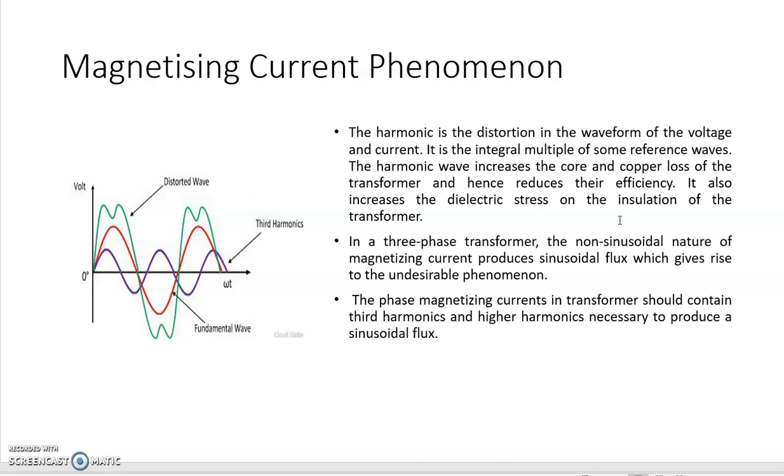In a three-phase transformer, the non-sinusoidal nature of magnetizing current produces sinusoidal flux, which gives rise to undesirable phenomena, which we are going to see in the upcoming slides. The phase magnetizing currents in a transformer should contain the third harmonic, which I have talked about, this purple line, and higher order harmonics necessary to produce the sinusoidal flux.